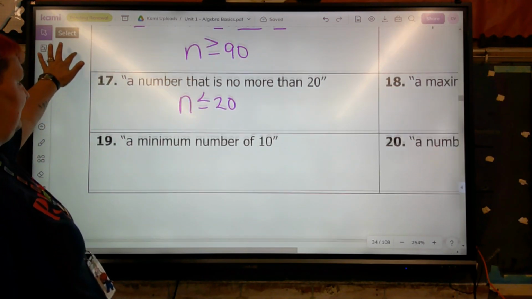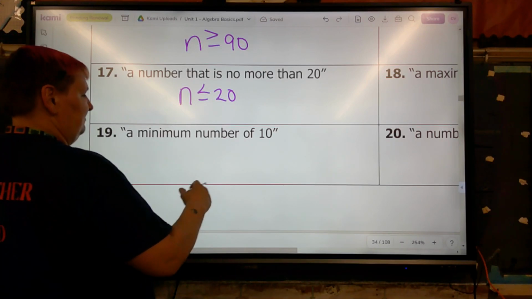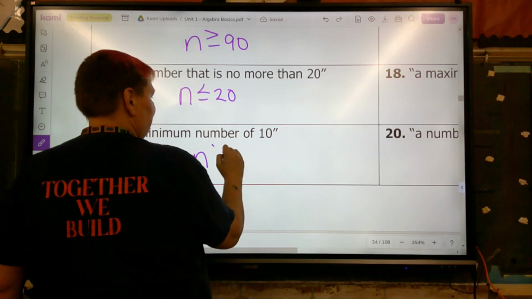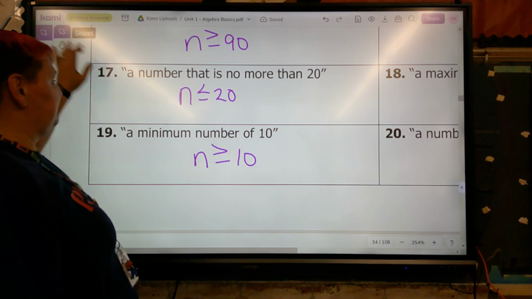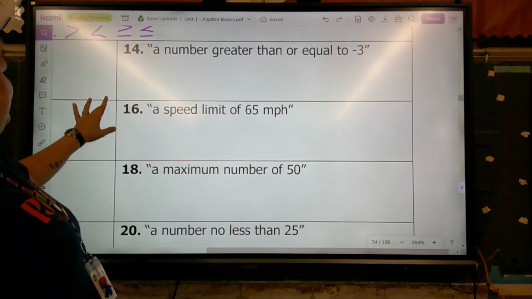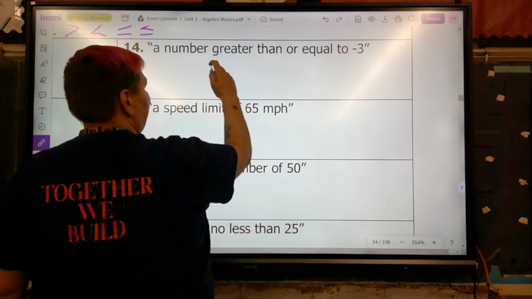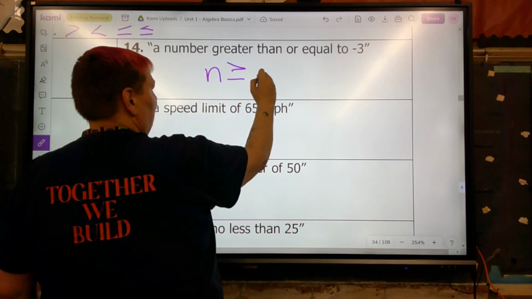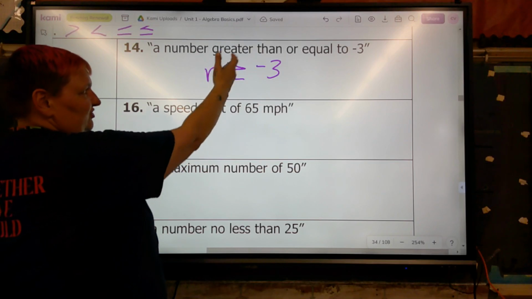A minimum number of 10. Minimum means it has to be 10 or higher. Right? A number that is greater than or equal to 10. Again, because this is the inequalities, I'm going to do the even ones too. I just want you to have a clear understanding of what we're doing here. A number greater than or equal to -3. Literally, this one gives you the answer. Greater than or equal to -3. It just wants to make sure you understand which symbol is the greater than symbol.